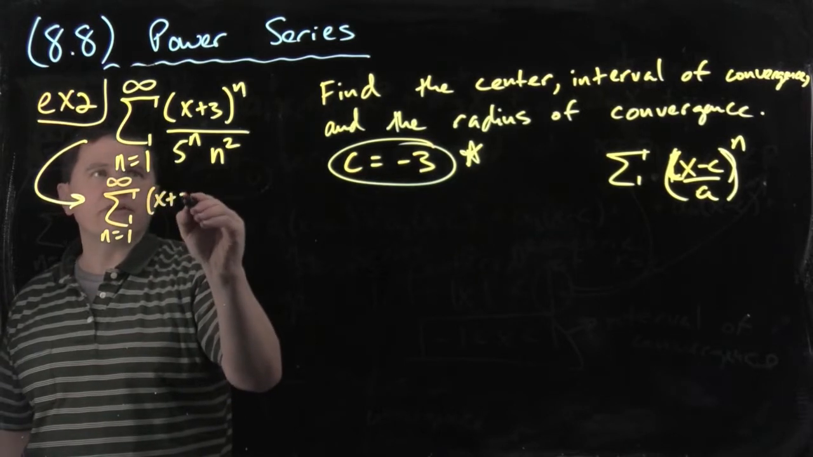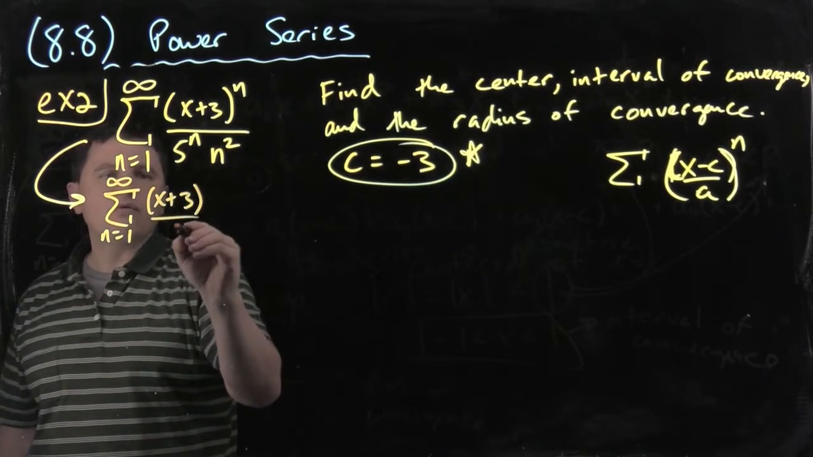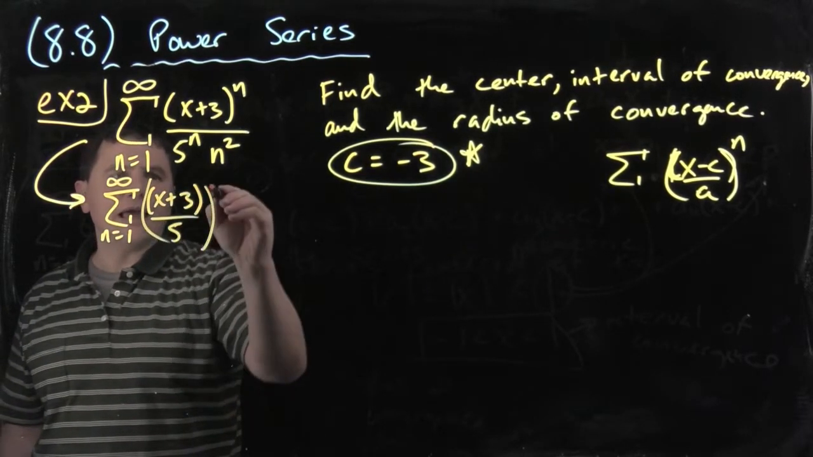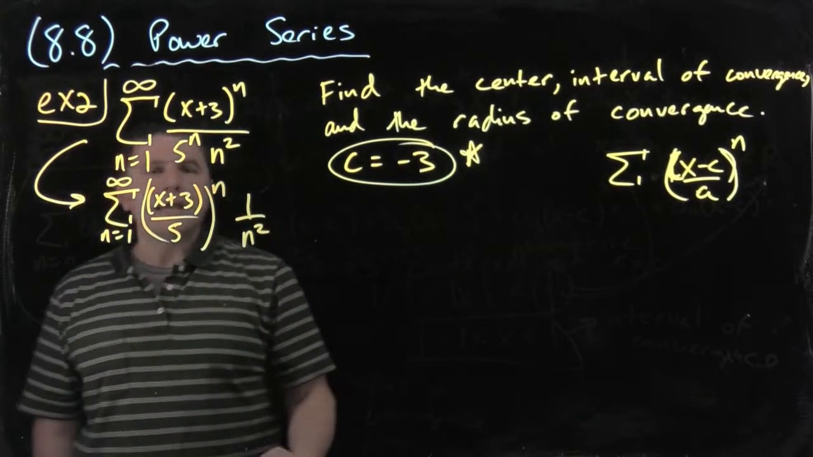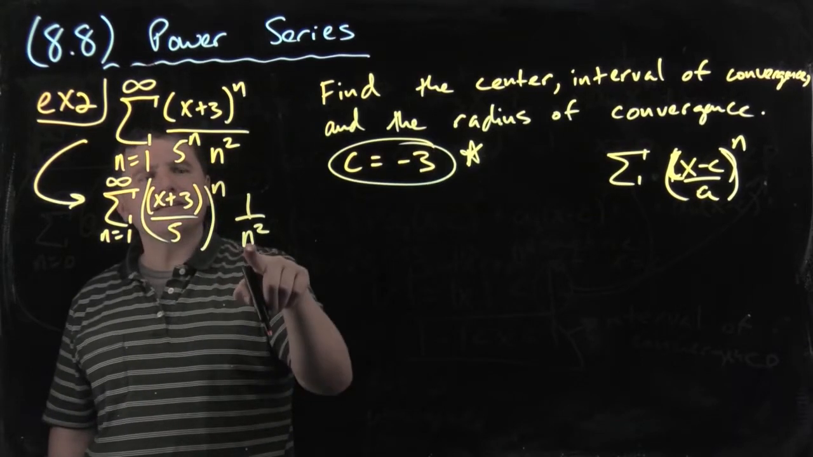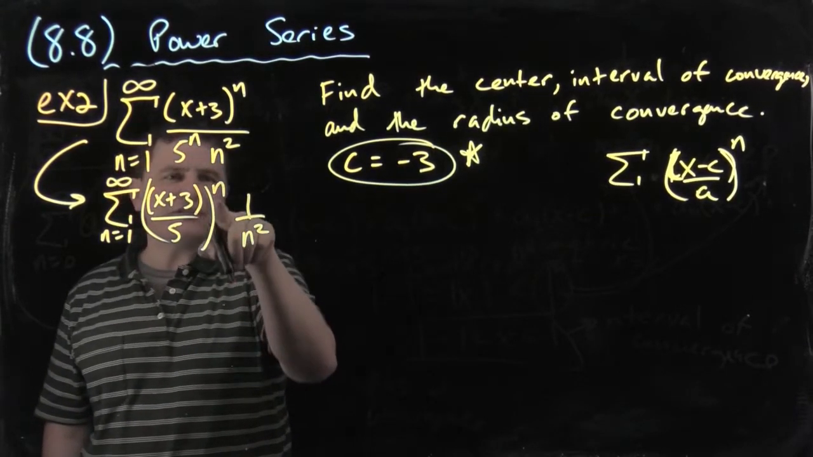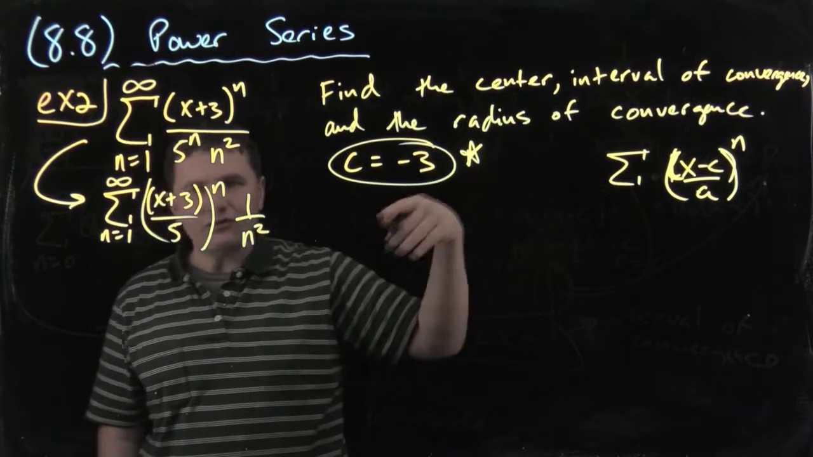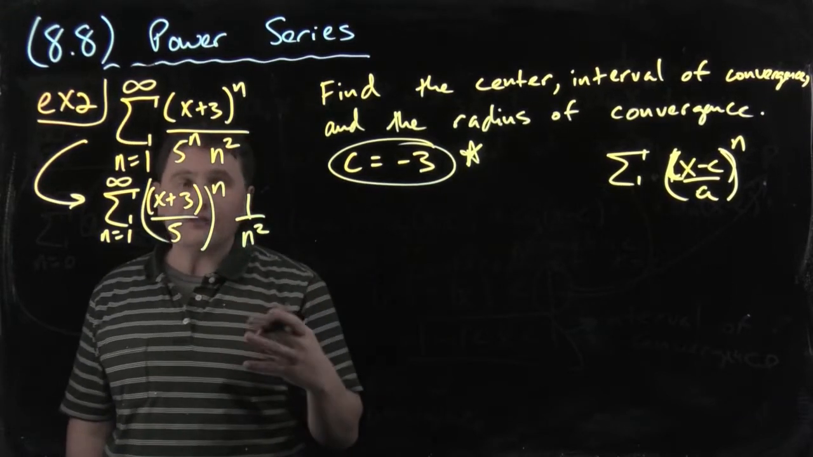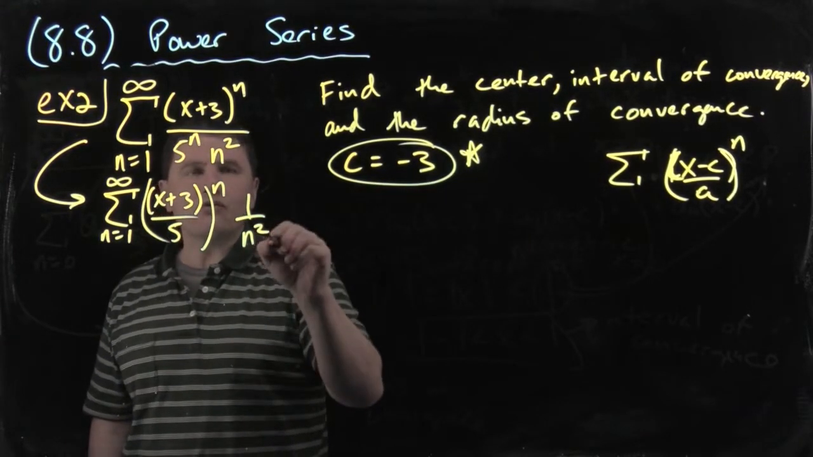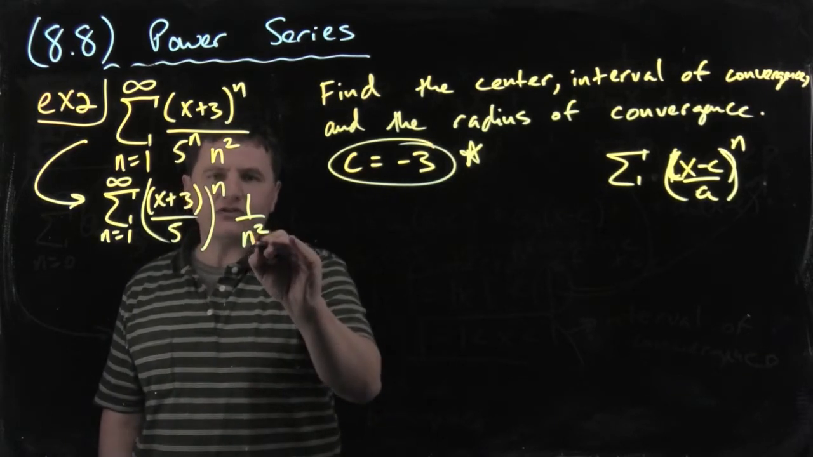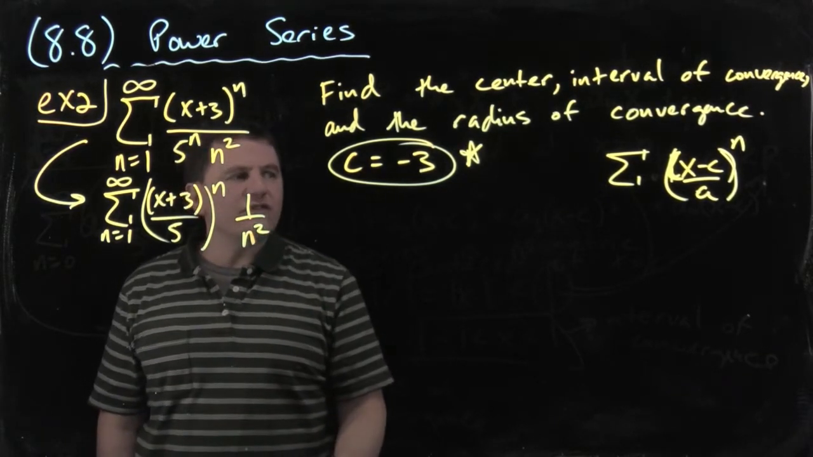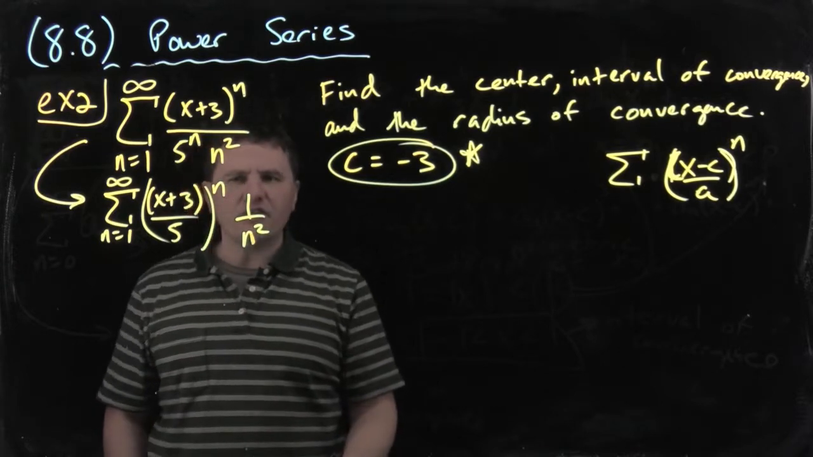So this will be (x plus 3) over 5, that's all to the n. And then we have 1 over n squared outside. So basically if I can write it where there's one n, I can do geometric. It's going to make life a lot easier, trust me. Since we have that 1 over n squared, the n squared in the denominator, I cannot use the geometric series test. So we saw this a little bit, but very, very briefly.